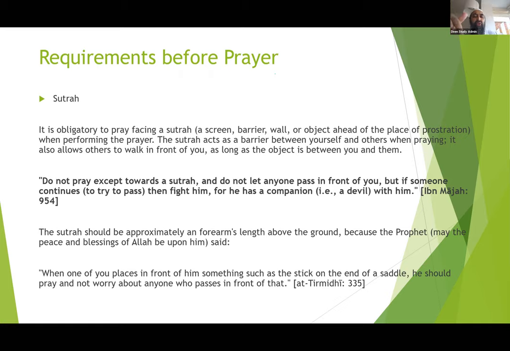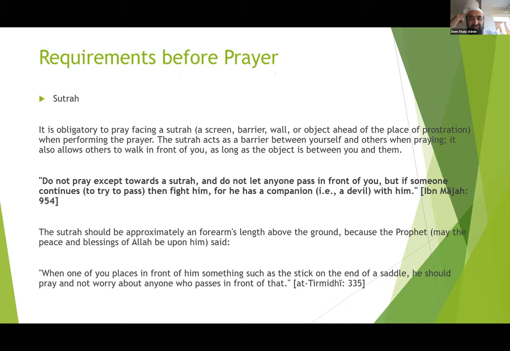Similarly, if you're walking to the mosque now and someone is praying, and in some mosques they've actually got cut out wood, it acts like that, and you can see it. So don't walk in between that person and this sutra, rather walk beyond that, inshallah.